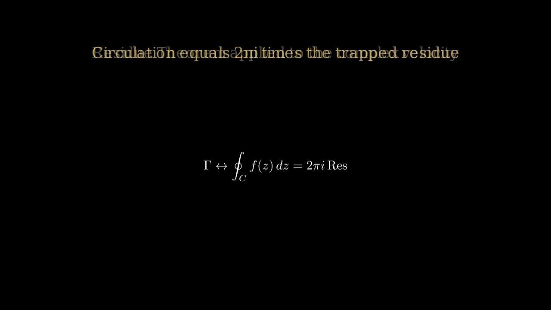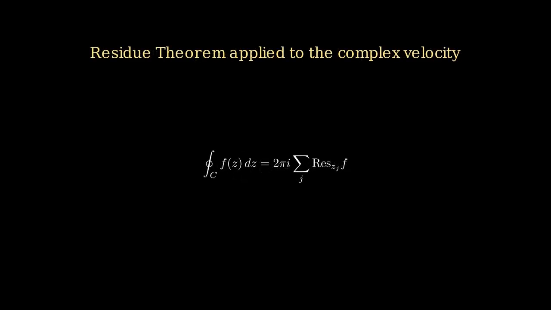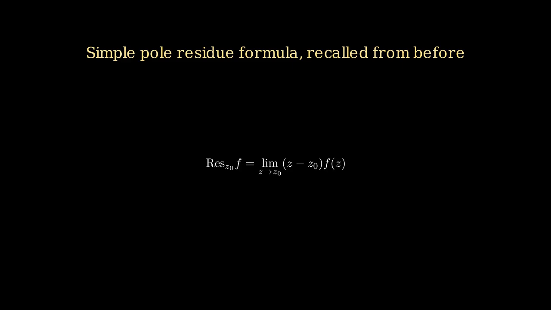Residue theorem applied directly: the closed loop integral over C of f(z) dz equals 2 pi i times the sum of residues at the poles z_j. Applied to the complex velocity, the closed loop integral over C of dω/dz equals 2 pi i times the residue at z_0 of dω/dz. Simple pole residue formula recalled from earlier: the residue at z_0 of f equals the limit as z approaches z_0 of (z minus z_0) times f(z).